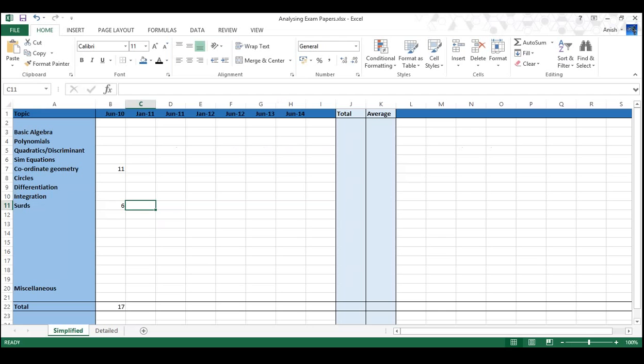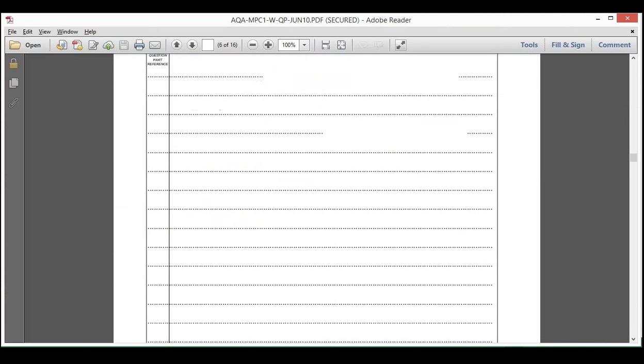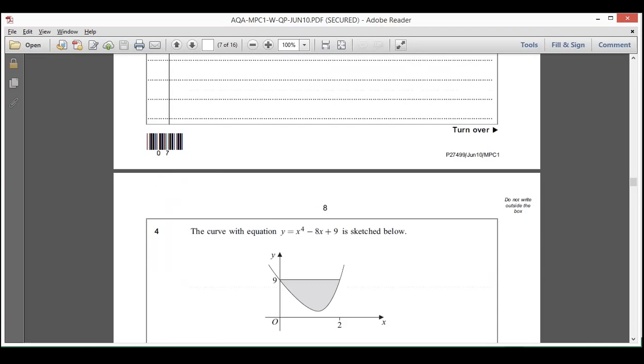It's really up to you how detailed you want to go into. If you want to go into lots of detail, that is perfectly fine. It's probably going to be more accurate for you.